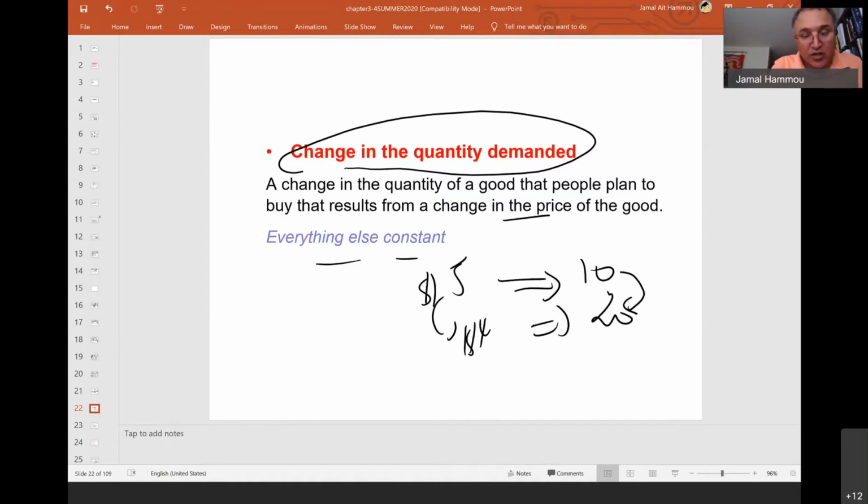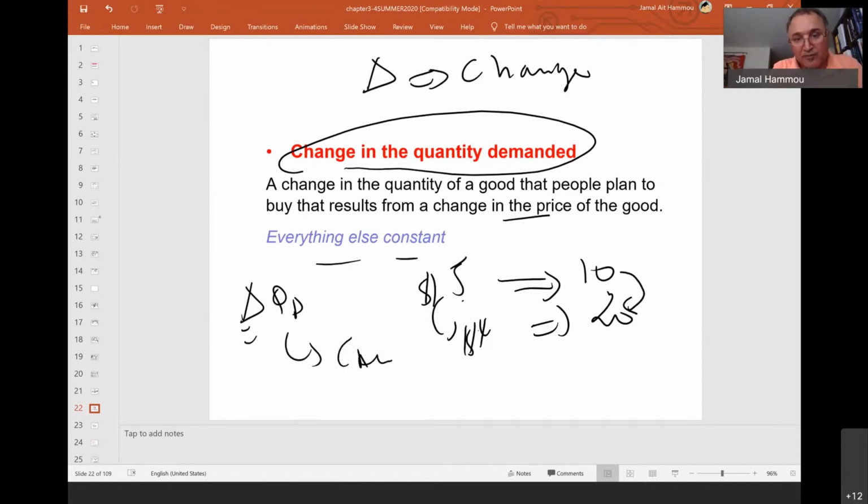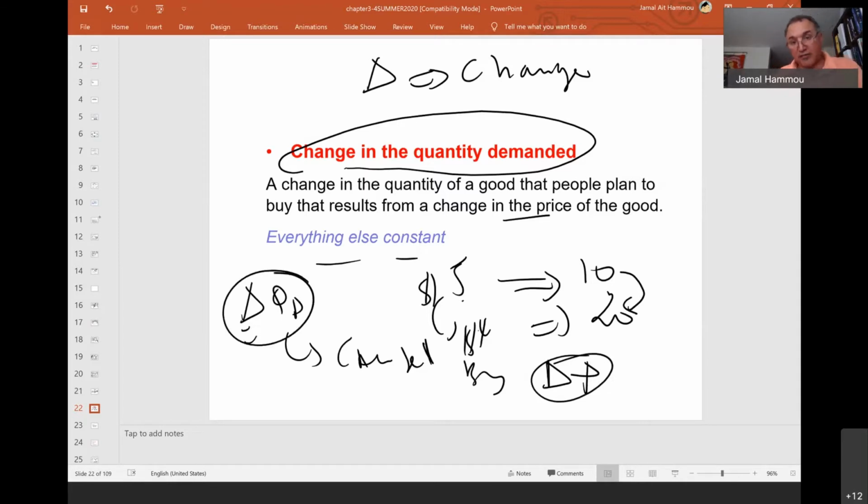So changing quantity demanded, this delta just means change. That's all it means, instead of writing the word change. So the change is caused by a change in the price. Every time I change the price, everything else equal, I will change the quantity demanded. Okay. So remember, this is where things get confusing. You cannot say changing the price will change demand. No.